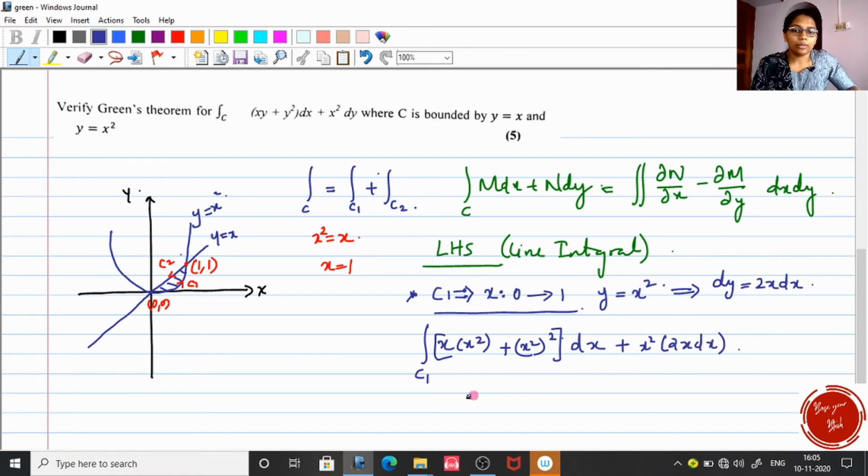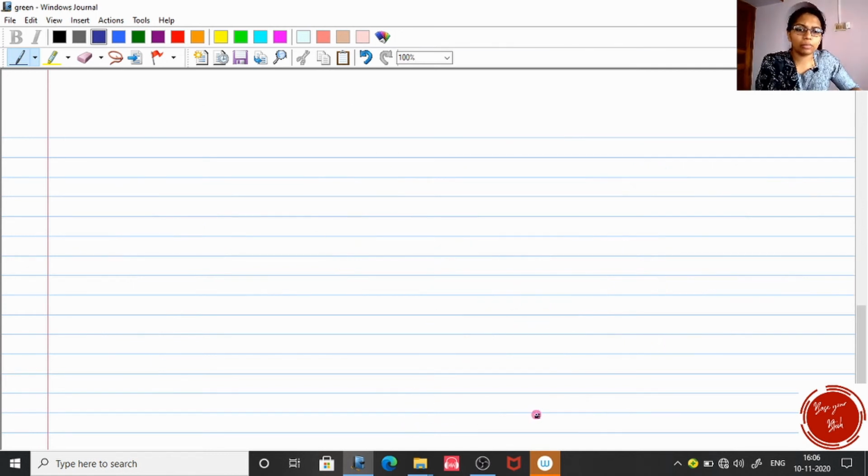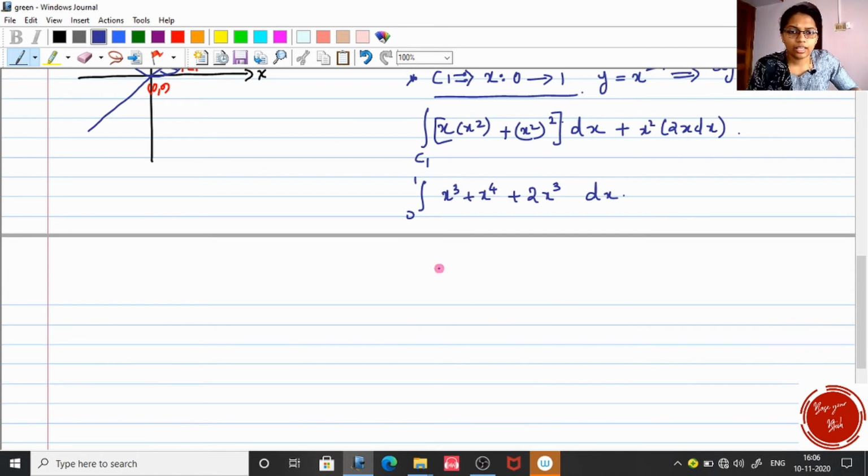Now let's reduce this. That is x into x square, x cube, plus x raised to 4, and here goes x square into 2x, which is 2x cube, and dx can be taken as common. Now it is a normal integration and you have the limits for x. What is that? x ranges from 0 to 1. Now it's time to do normal integration. It's x raised to 4 by 4 plus x raised to 5 by 5 plus 2x raised to 4 by 4 in the limits 0 to 1.